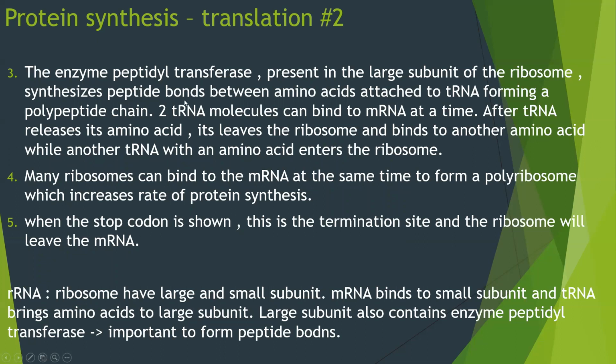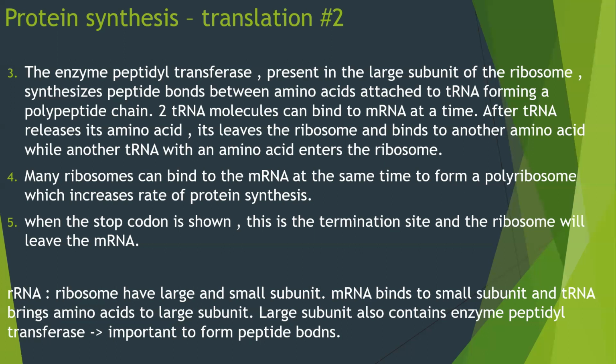It synthesizes the peptide bonds between the amino acids which are attached to the tRNA and brought to the larger subunit. So two tRNA molecules at a time can come to the larger subunit, and after the amino acid forms a peptide bond, the tRNA molecule will release the amino acid and leave the ribosome. So the ribosome will move ahead to expose another codon. So another tRNA molecule will be called to the ribosome.